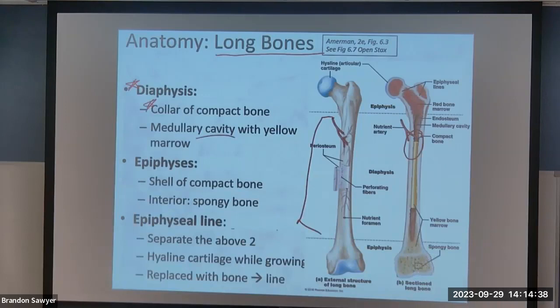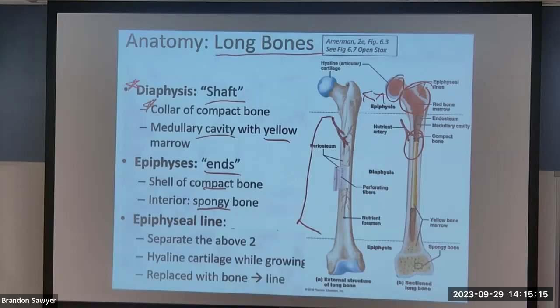Most of the time, that's filled with yellow marrow in adults. In kids, it's red marrow, but in adults, it's yellow marrow. And then the ends of bone, as you can see here, these are called epiphyses. Oops, sorry, that is the shaft. And then the ends are called epiphyses. Again, they have a shell of compact bone, but they don't have cavities. It's not hollow on the ends there. It's filled with spongy bone. And this is typically where we're going to have red bone marrow.